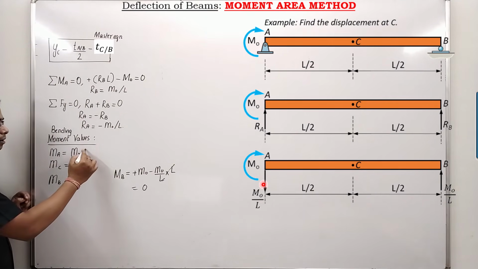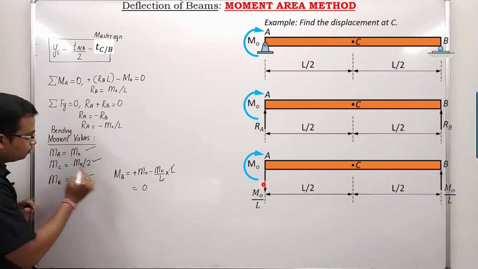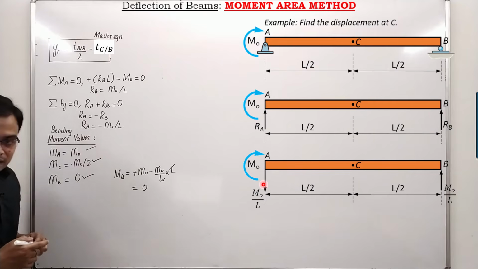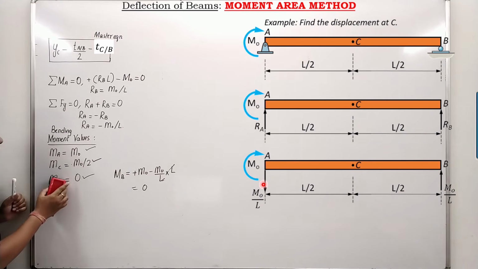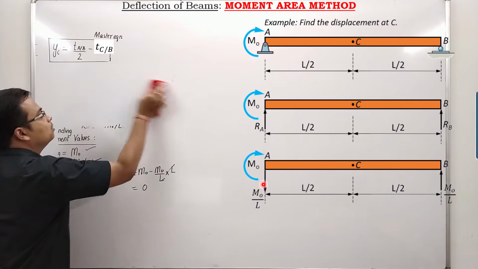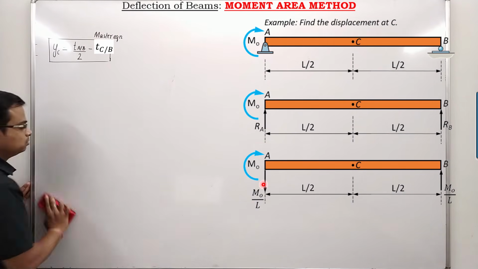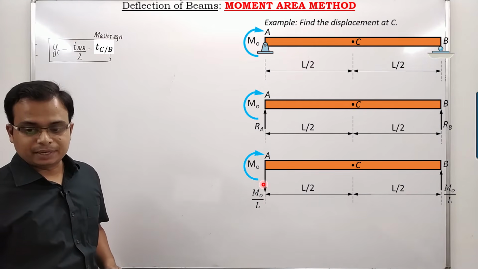Now we know what the values are, and we want to make the corresponding M over EI diagram. How can that be made? For that, please note these things down. I'm going to be rubbing it off. Pause and note. Okay. M naught by 2 and 0. Let's begin.